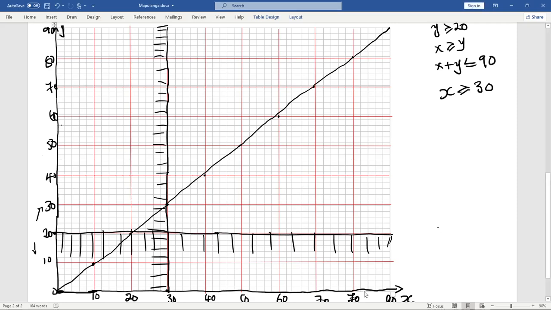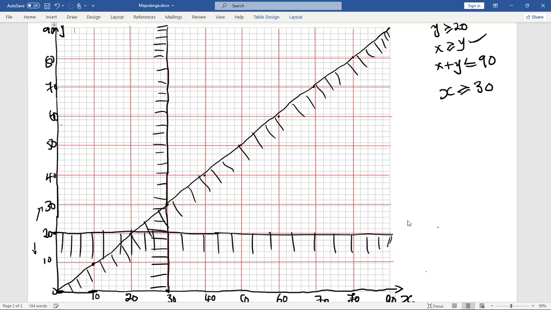Then we need x being greater than or equal to y, so we need to shade the region that represents that information. The region that represents it is all the values above this straight line, which represent the relationship x greater than or equal to y. So we shade the unwanted region, which is the region below here.